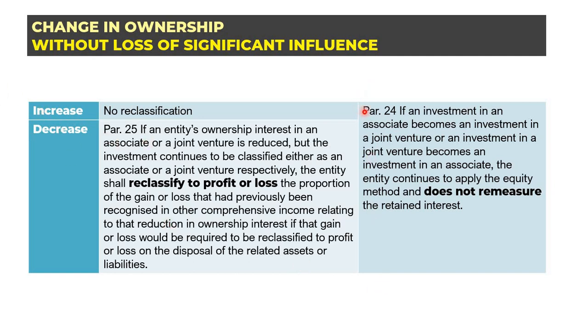So, yun yung under paragraph 25. Then, under paragraph 24 naman, if an investment in associate becomes an investment in a joint venture or vice versa, the entity continues to apply the equity method and does not remeasure the retained interest. So, regardless kung associate to joint venture or from joint venture to associate, still, ang gagamitin natin is the equity method which is based on PAS 28. So, there will be no remeasurement.